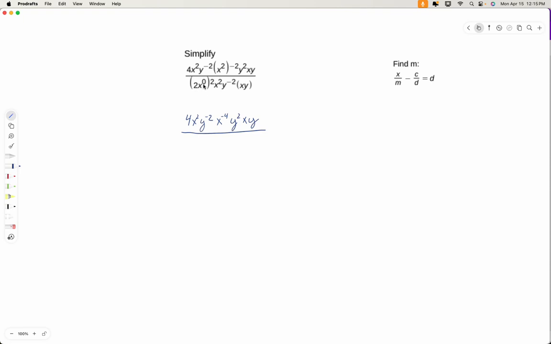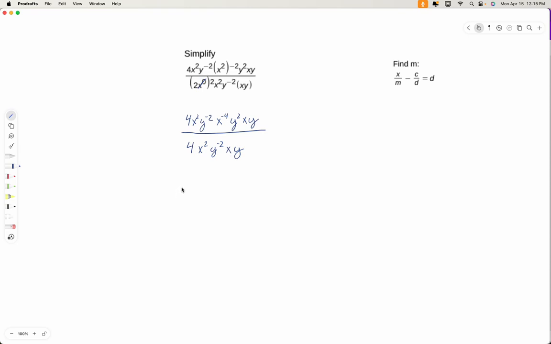We know that anything that's to the 0 power is just 1. So then this would be 2 squared, right? 2 times 1 would be 2. So 2 squared would be 4. Then we have x squared, y to the negative 2, and then x, y.